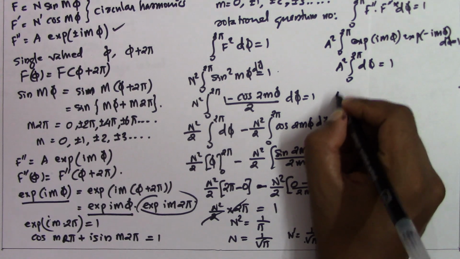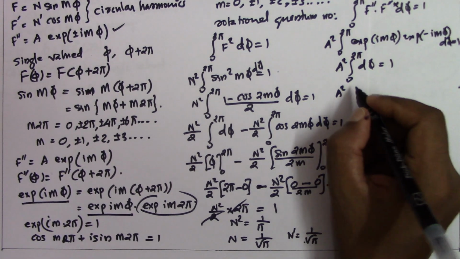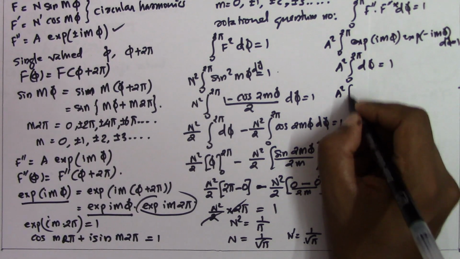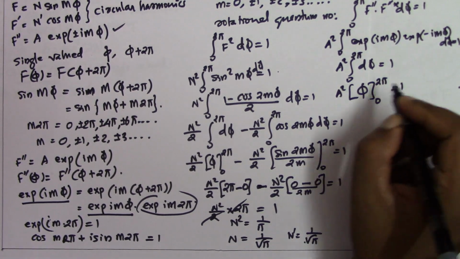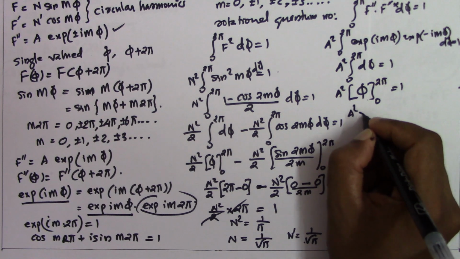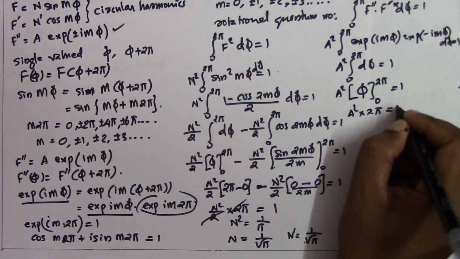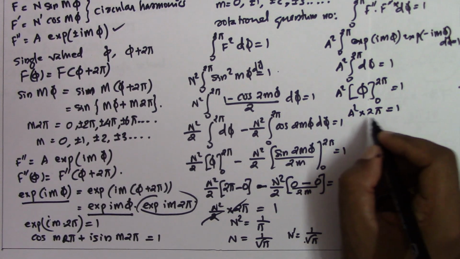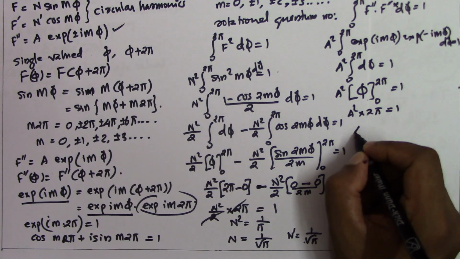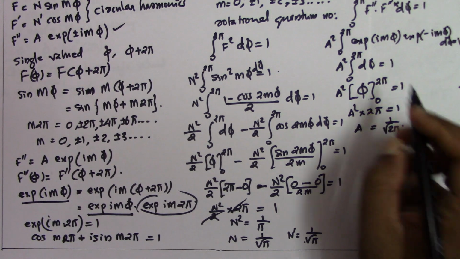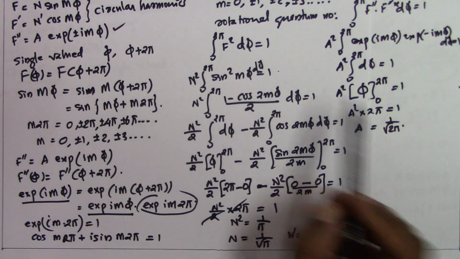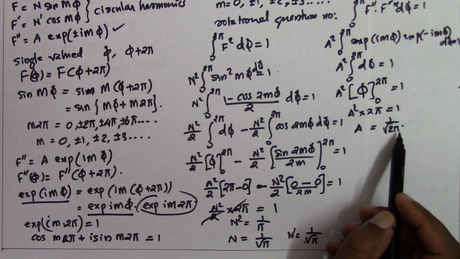Therefore, A square into integral d phi, that is phi from 0 to 2 pi, is equal to 1, or A square into 2 pi is equal to 1, or A square is equal to 1 divided by 2 pi. Therefore, A is equal to 1 divided by root 2 pi. So we have obtained the value of A as the normalization factor here.